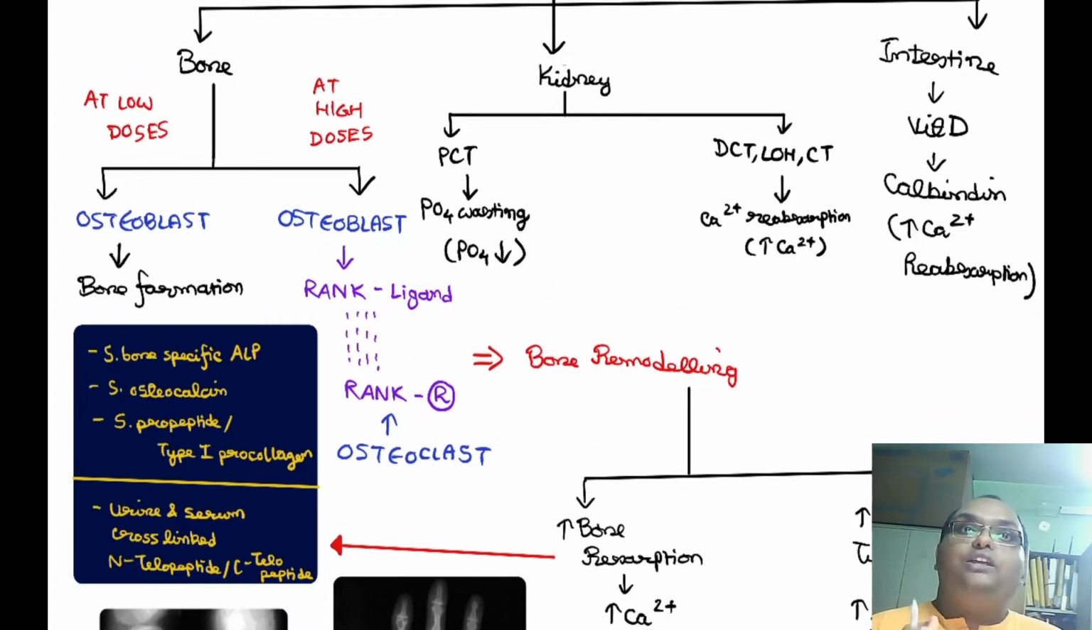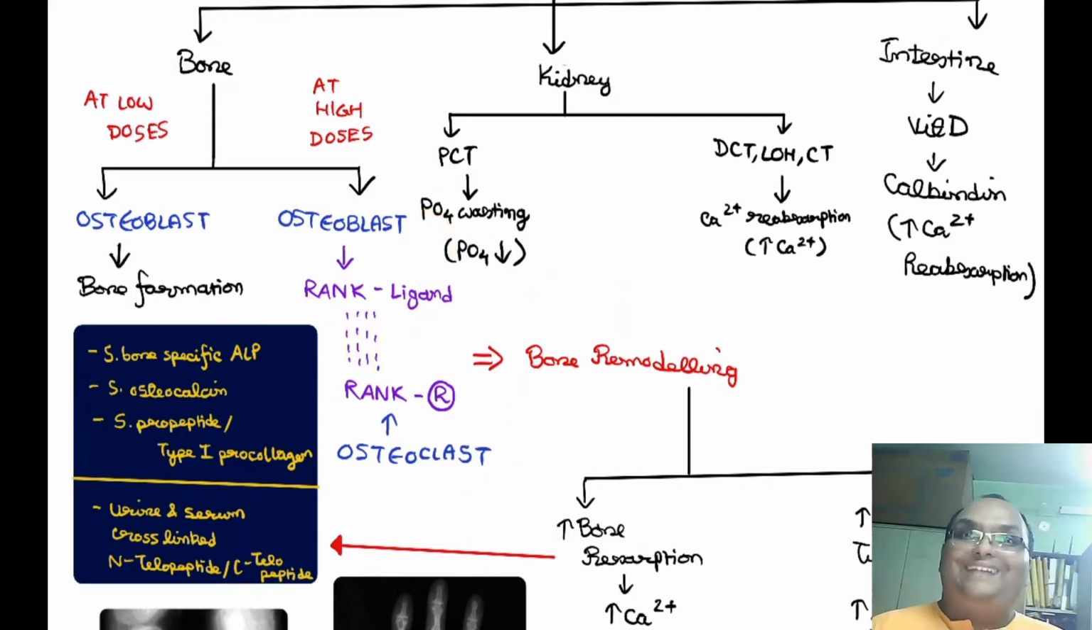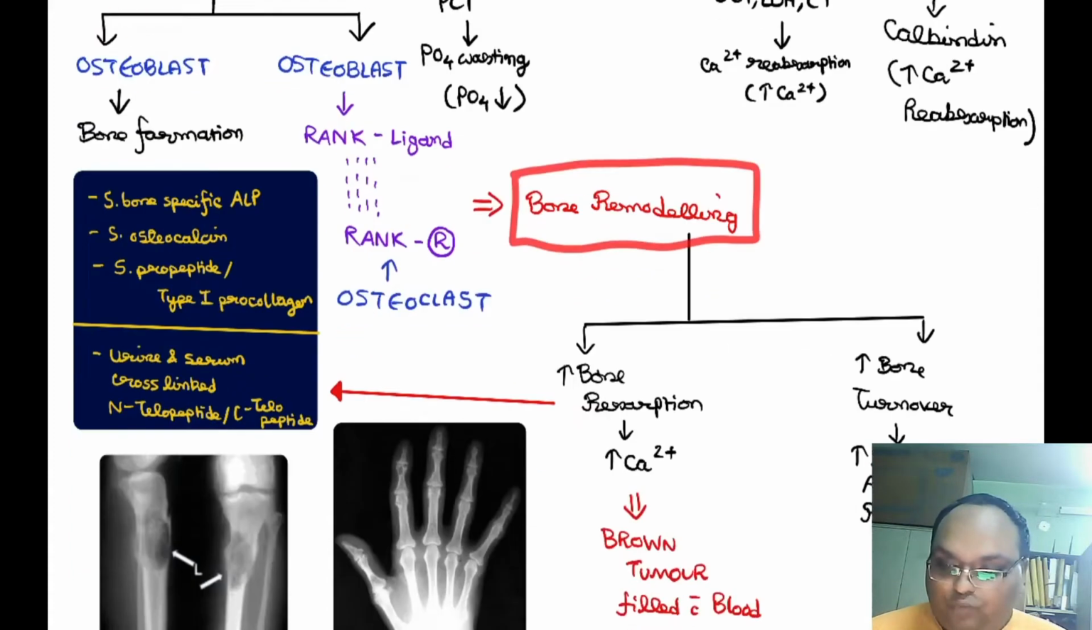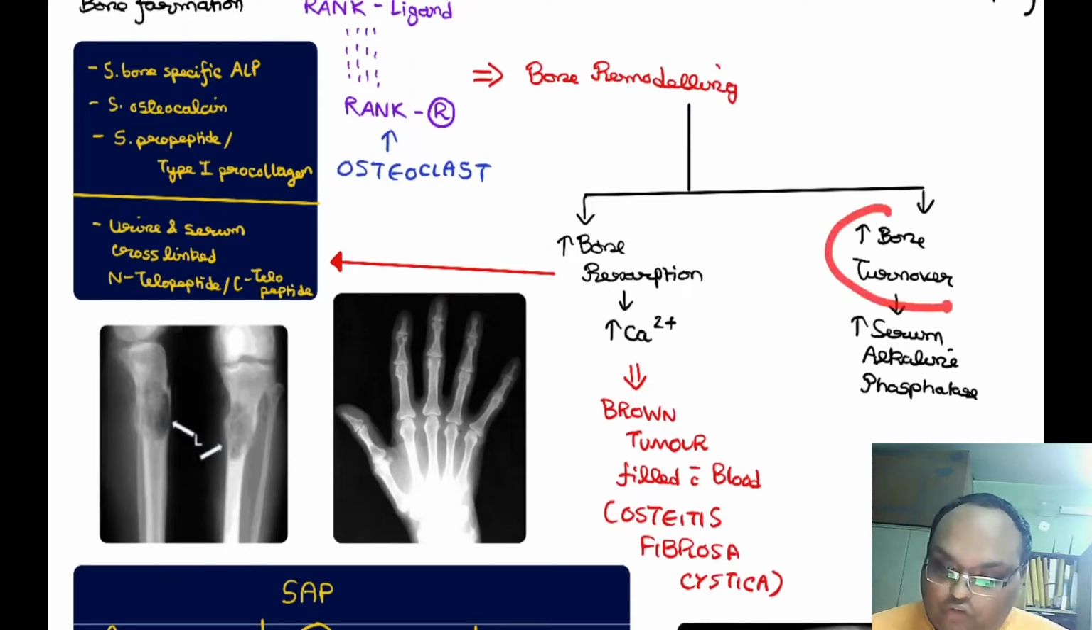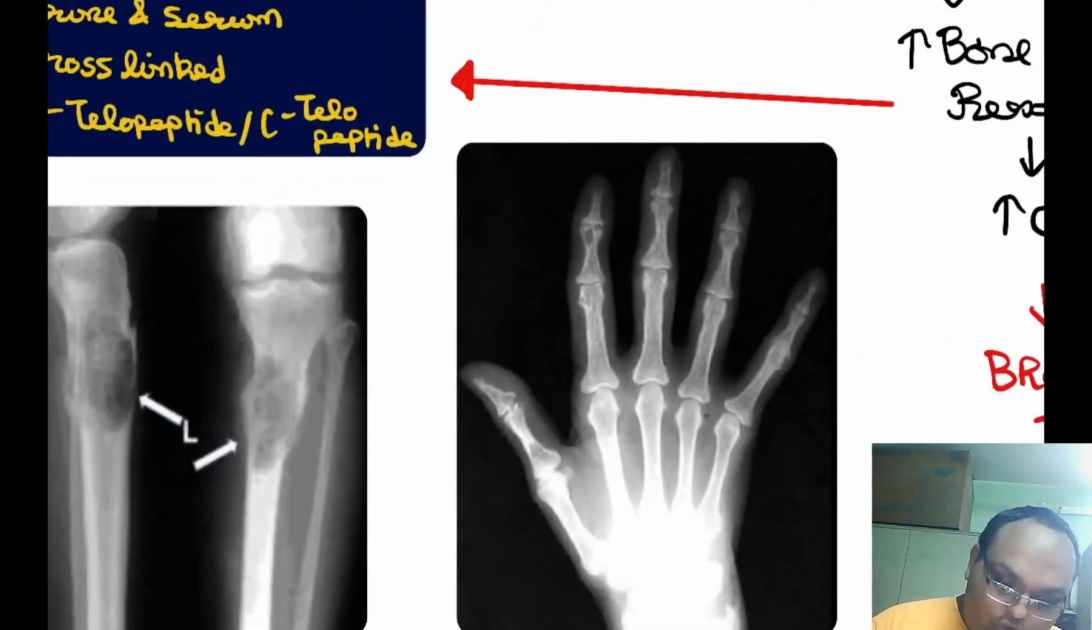Absolutely. What happens when you give PTH at high doses? Then the RANK ligand on the osteoblast binds to the receptor for the RANK ligand on the osteoclast, and that ensues osteolytic activity, which is better known as bone remodeling. This bone remodeling leads to increased bone turnover, which is indicated by increased levels of serum alkaline phosphatase, and bone resorption leads to development of these hollow cystic blood filled structures in the bone.